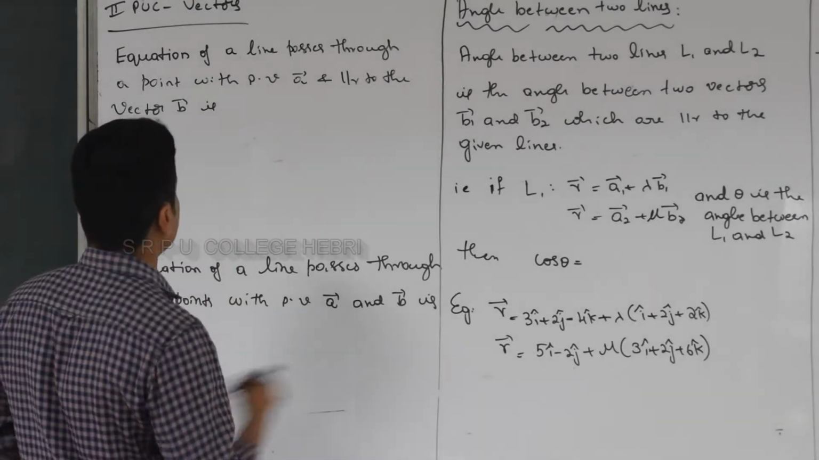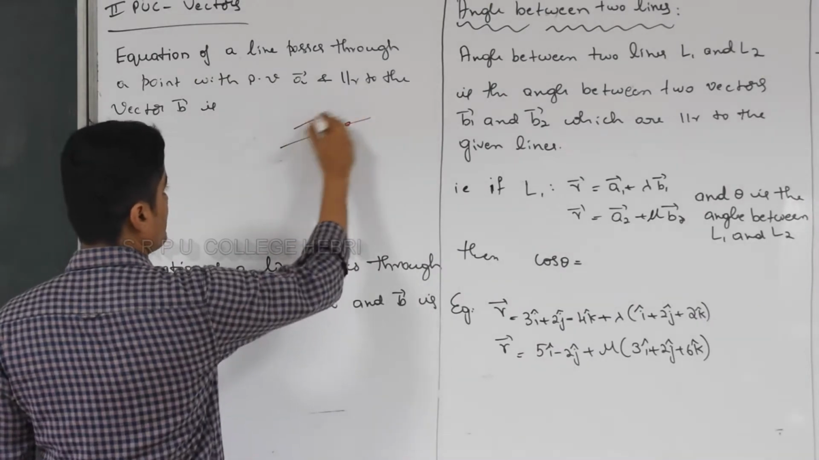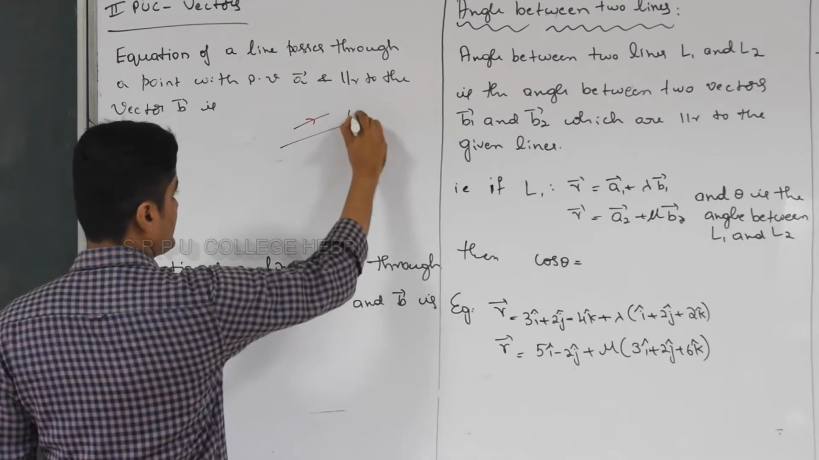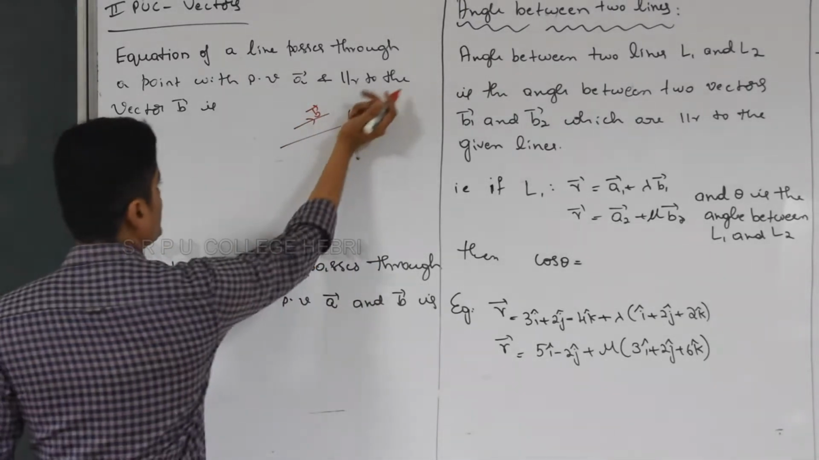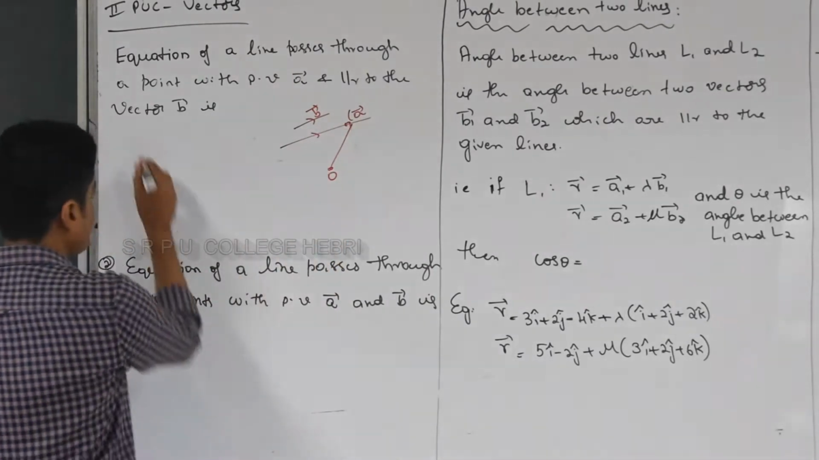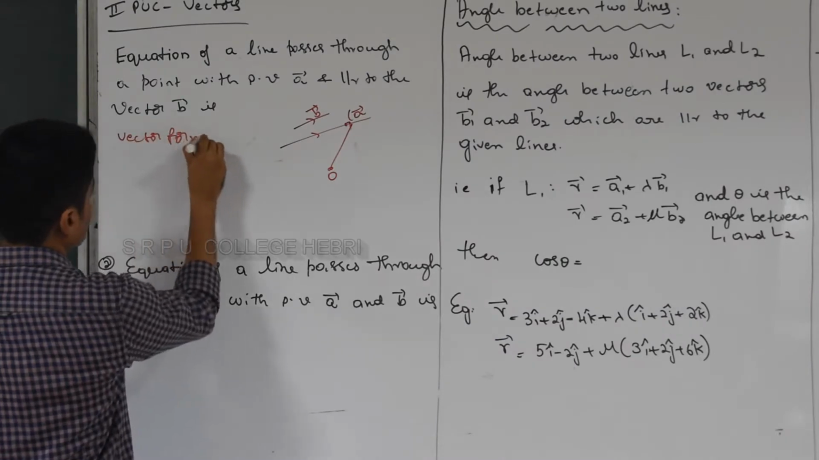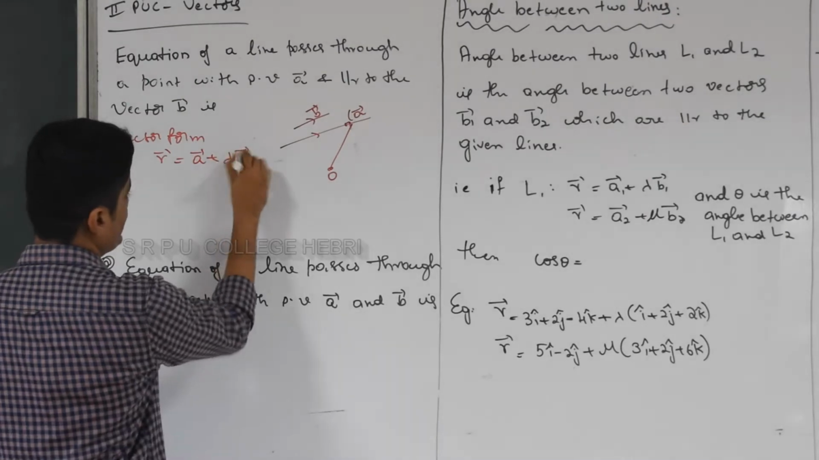The equation of a line passes through a point and is parallel to a vector. The position vector of the fixed point is vector A, and vector B is the vector which is parallel to the line. So what is the equation? The vector equation, the vector form: vector R is equal to vector A plus lambda times vector B. Remember?